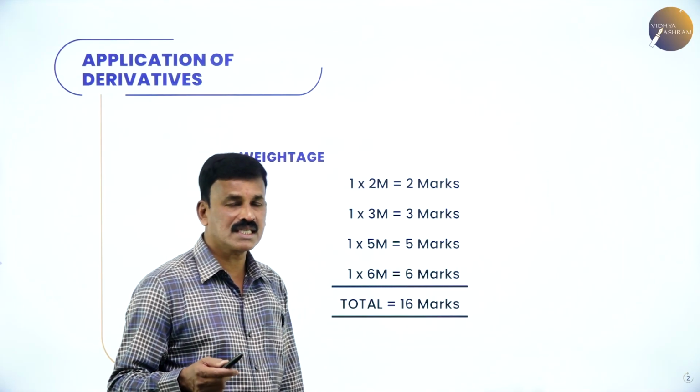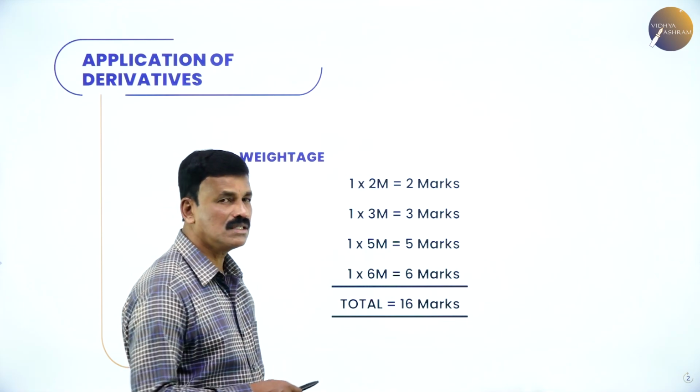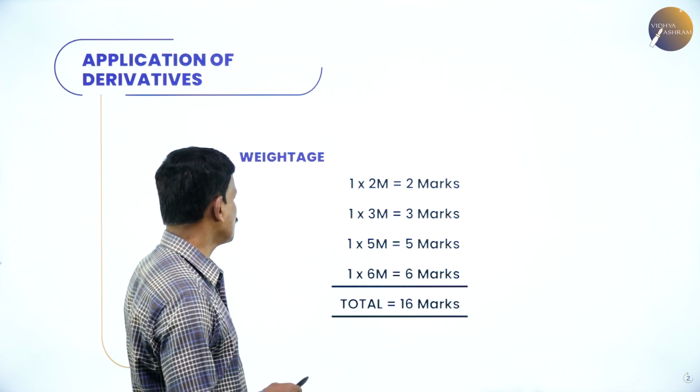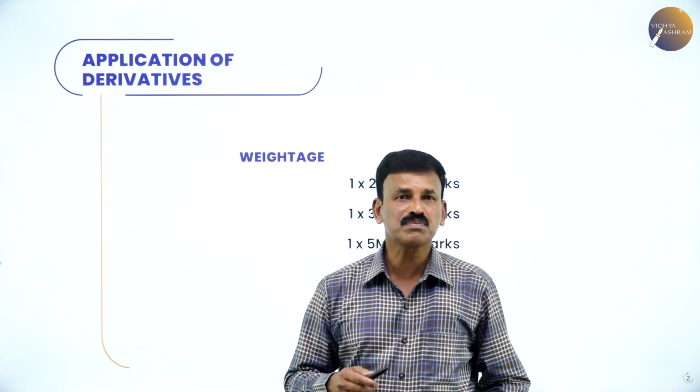Now before going to the exact chapter, let us know the weightage for this chapter. So you may expect 16 marks from this. So one 2 marks question, one 3 marks question, one 5 marks question and one 6 marks question from this, right? Now let us come to the first problem.